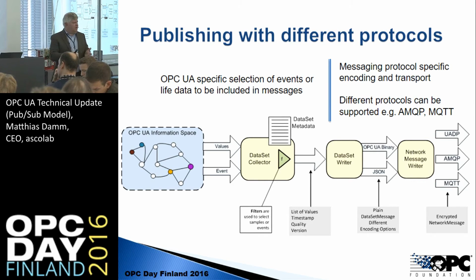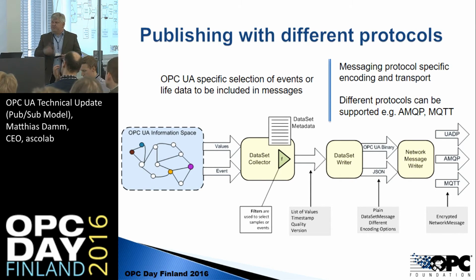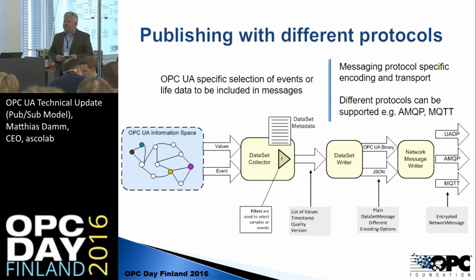And then on the right side, it depends on the communication protocols and the encoding. So we are working on an OPC UA binary encoding, for optimized transport and also for end-to-end security. But we also have a JSON encoding, which is mainly used with message brokers or cloud environments. And then there are different communication protocols that can be used, like a UDP-based protocol for peer-to-peer communication, and AMQP for cloud connectivity for talking to a message broker.